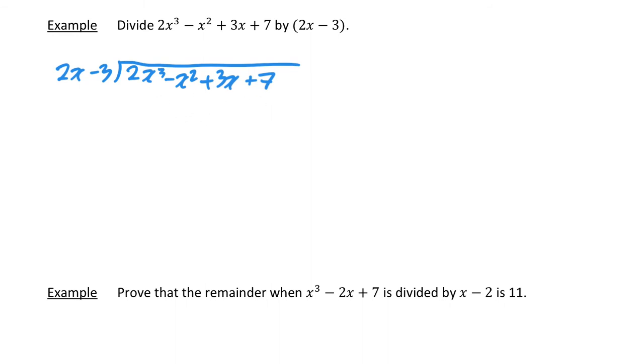Now what you're doing is you're thinking, how many times does 2x go into 2x cubed? Or an easier way to think about it is, what do I need to multiply 2x by to get me up to 2x cubed? So my answer is x squared. So you put x squared into your answer line above the x squared term.